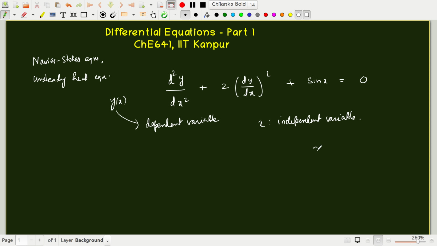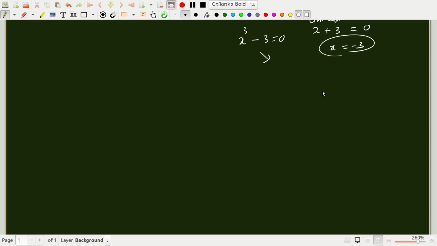ordinary algebraic equations, suppose I have x plus 3 is 0, you know that x is equal to minus 3. This is a linear equation in one variable. Okay, there is only one solution. But if you have a quadratic or cubic equation, you have more than one solution. In the same way, linear differential equations have unique solutions, whereas nonlinear differential equations can have many solutions or no solutions. There is no single answer to that.